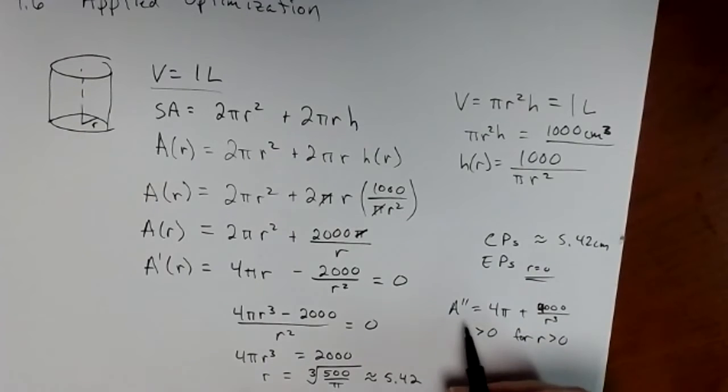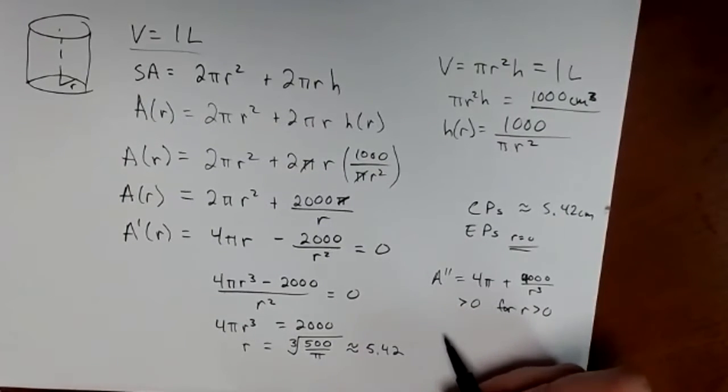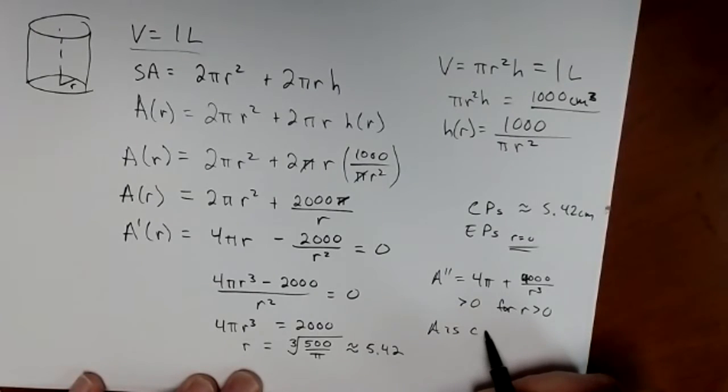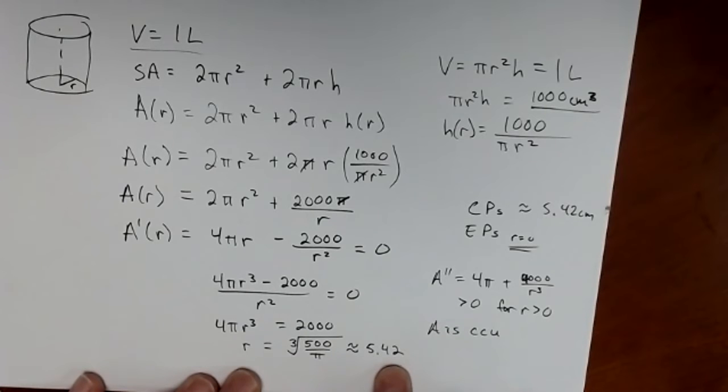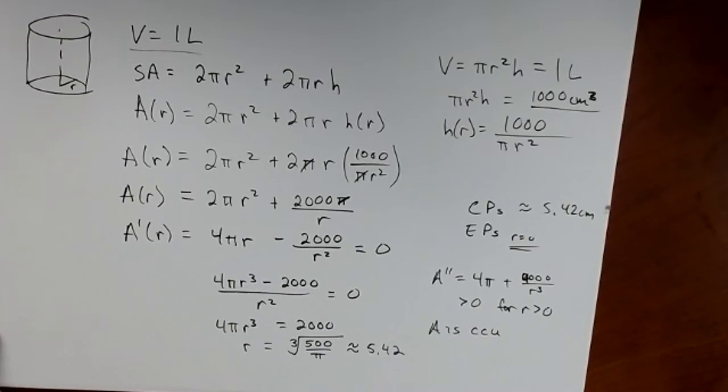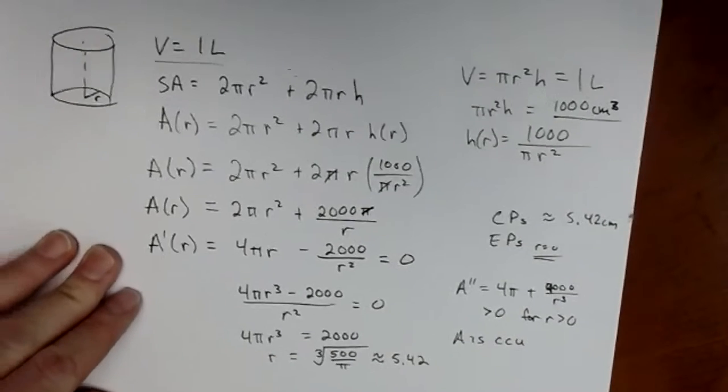So our function A, pardon me, A is concave up like a cup, which means that our local minimum here, or sorry, that r will be a local minimum, but not just a local minimum because it's everywhere concave up, and so it's going to be an absolute minimum as well.